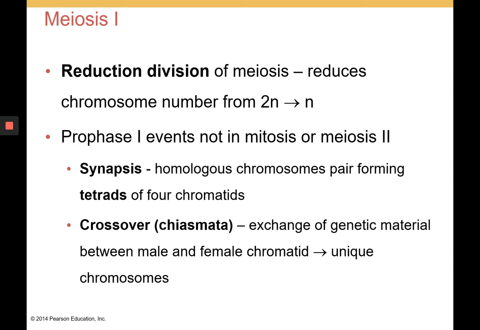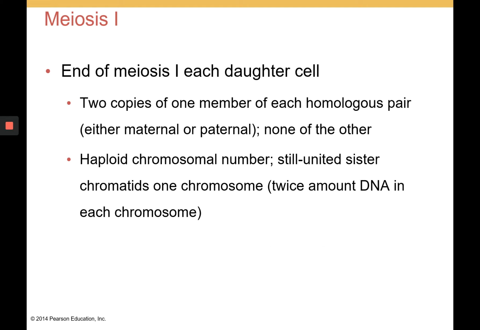Crossing over also occurs during meiosis 1. This is the exchange of genetic material between maternal and paternal chromatids. They create unique chromatids and unique chromosomes. The crossover occurs at chiasmata. At the end of meiosis 1, each daughter cell will have 2 copies of 1 member of each homologous pair, either maternal or paternal, and none of the other.